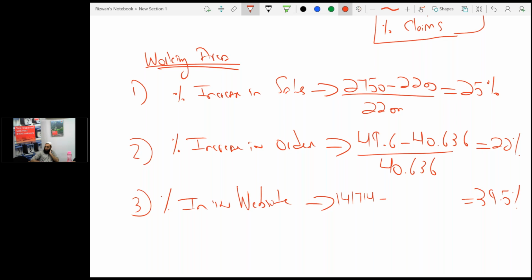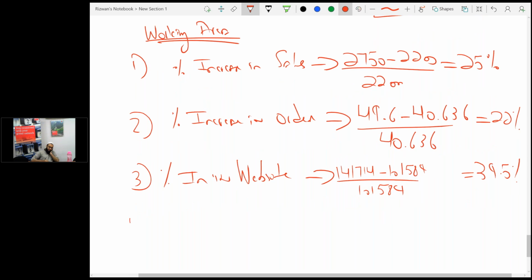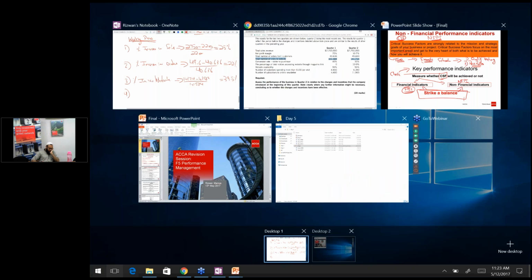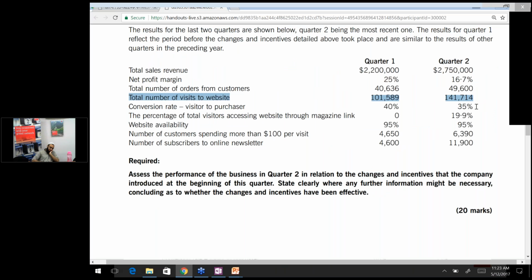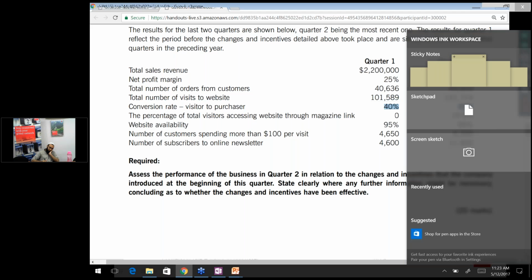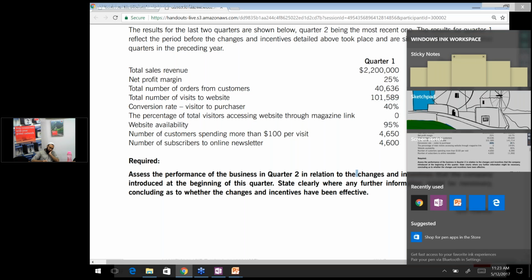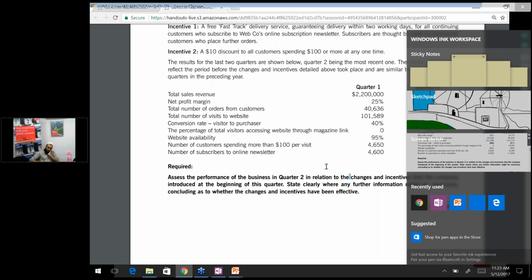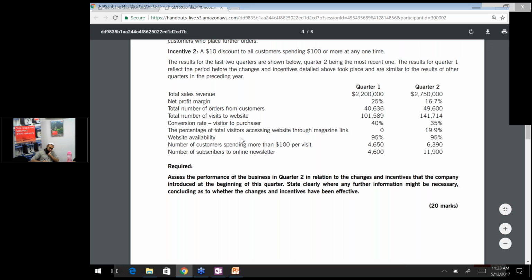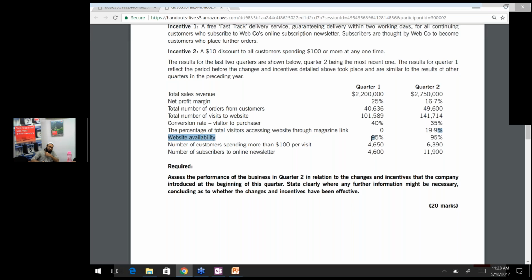141,714 minus 101,589. What else can I work out here? Conversion rate is already in percentages, so we just have to use it. Then what I'll work out in the next phase is percentage of total visitors accessing website through magazine link. No need to. Website availability is already in percentage terms, so we don't have to.